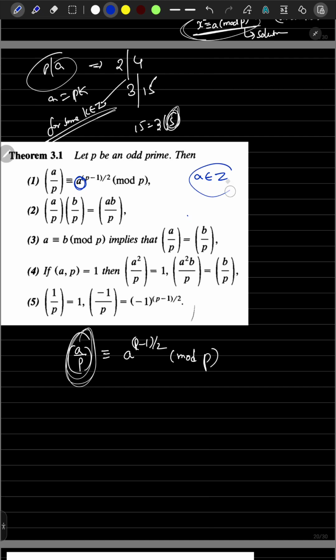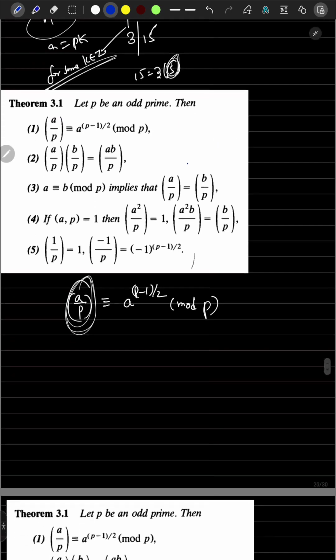This is how you have to study a theorem. When you are studying a theorem, consider only whatever they have given. Don't use your own brain. Let p be an odd prime. Here a is any number. That's it. So now we will prove this theorem.